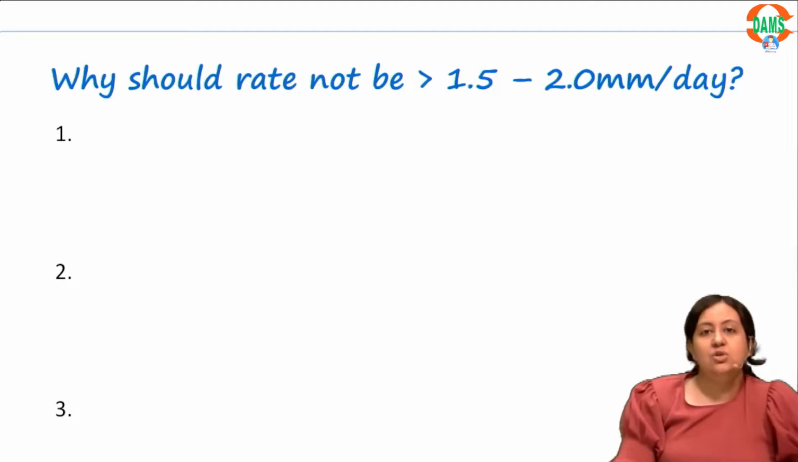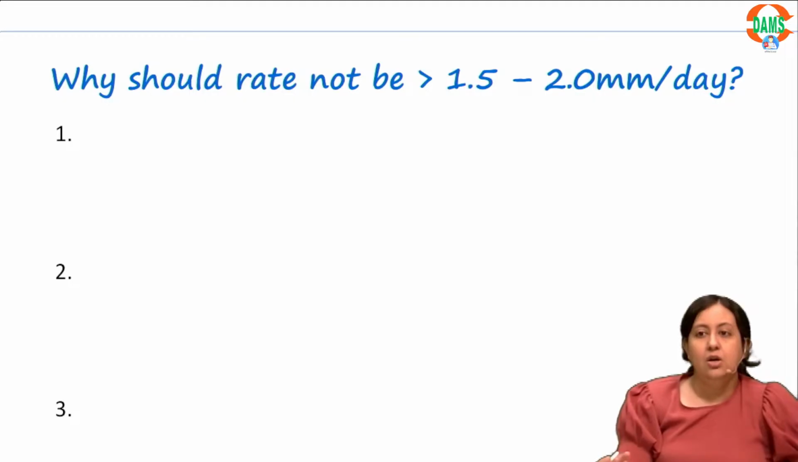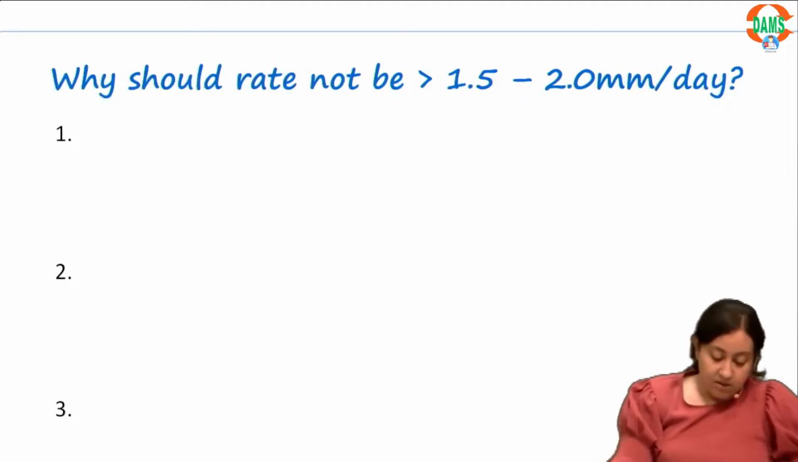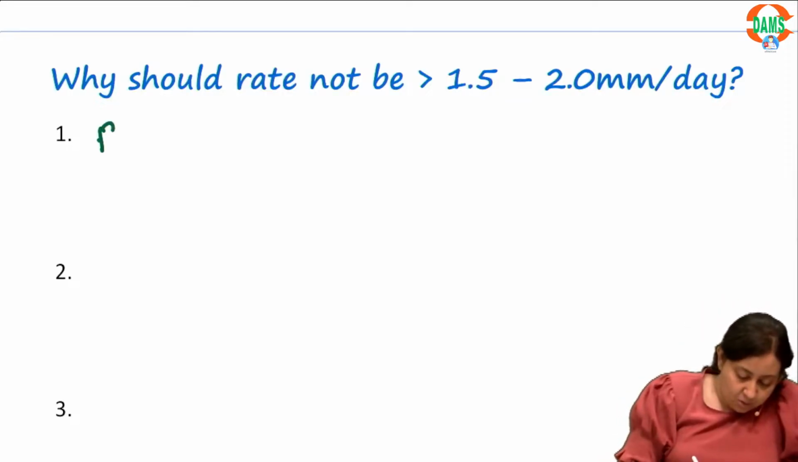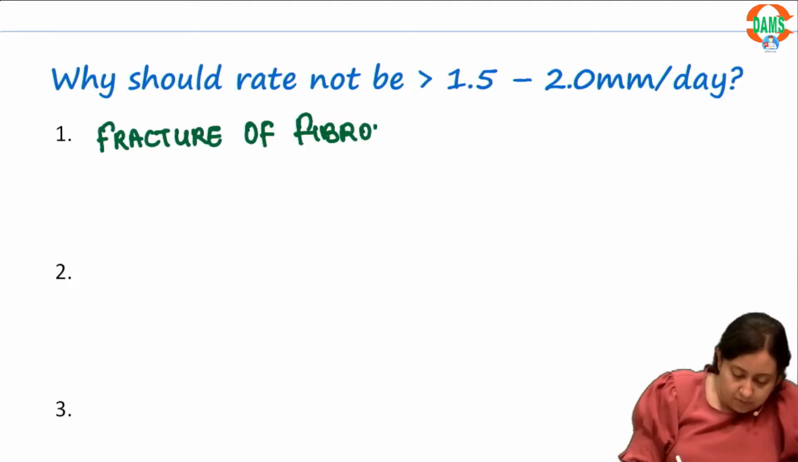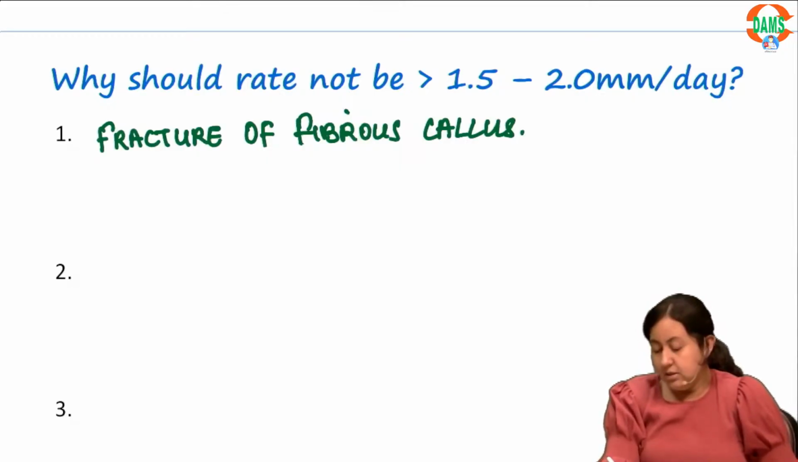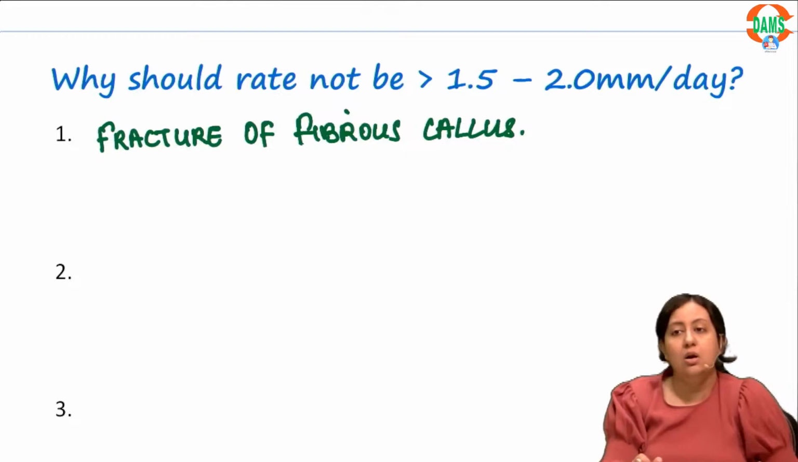Now, why should rate not exceed 1.5 to 2 mm per day? You cannot distract faster than this. There is a reason. The first and foremost reason is it will cause fracture of fibrous callus. So once it causes fracture of fibrous callus, then your entire objective, entire process of distraction fails.